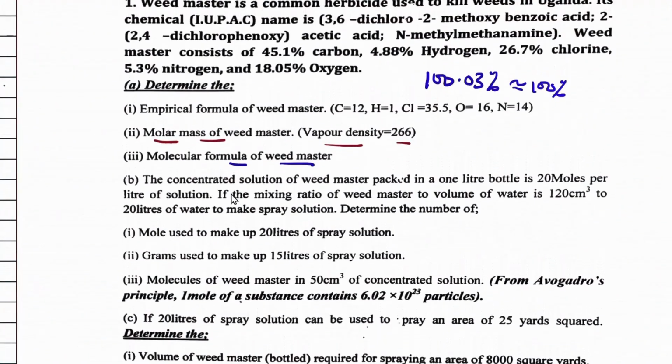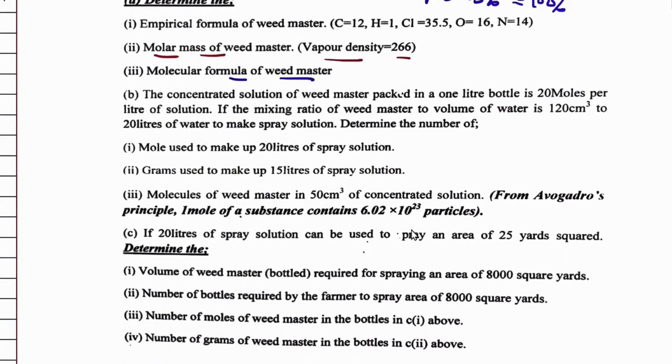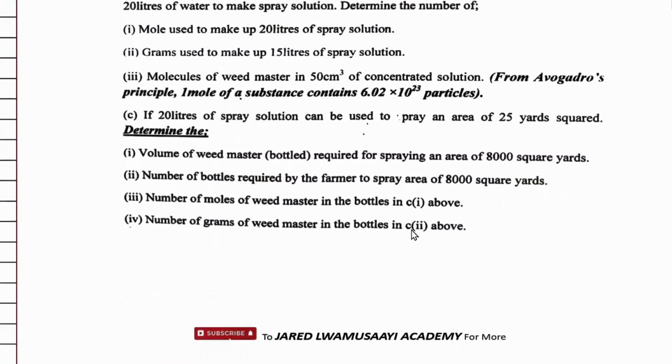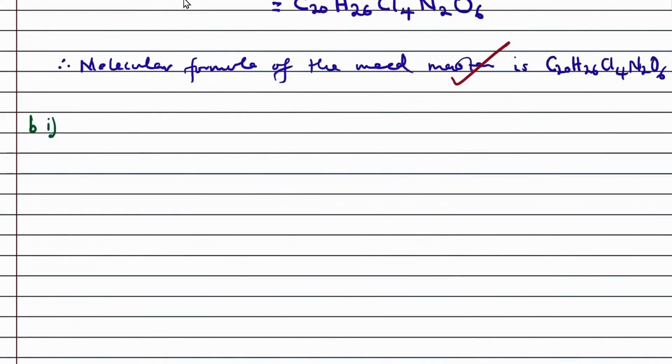So the concentrated solution of Weedmaster packed in a 1 liter bottle is 20 moles per liter of solution. So this is molarity. Whenever they say 20 moles per liter of solution, that is already molarity. There are 20 moles in 1,000 cubic centimeters. So if the mixing ratio of Weedmaster to volume of water is 120 cubic centimeters to 20 liters of water to make spray solution, determine the number of moles used to make up 20 liters of spray solution. So that is Roman number 1 of part B.